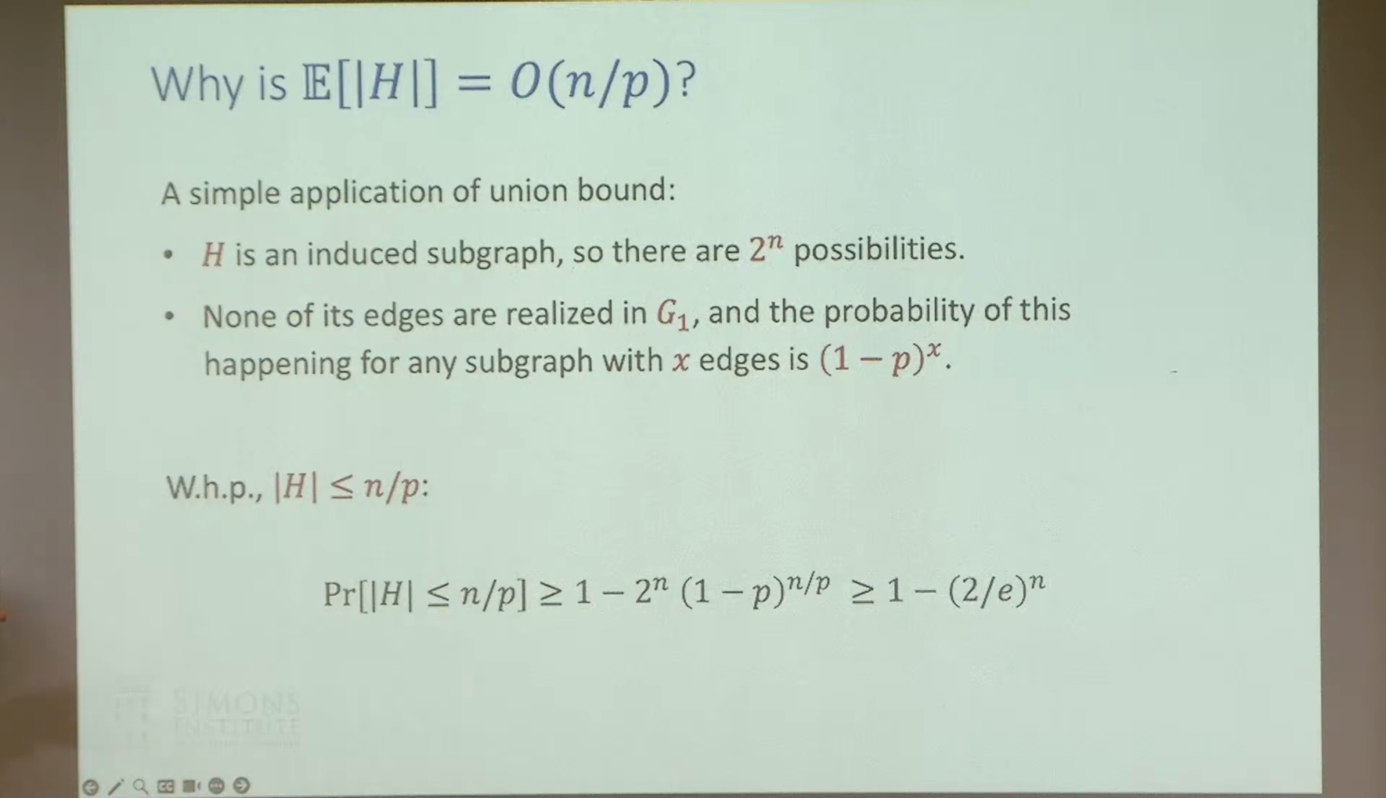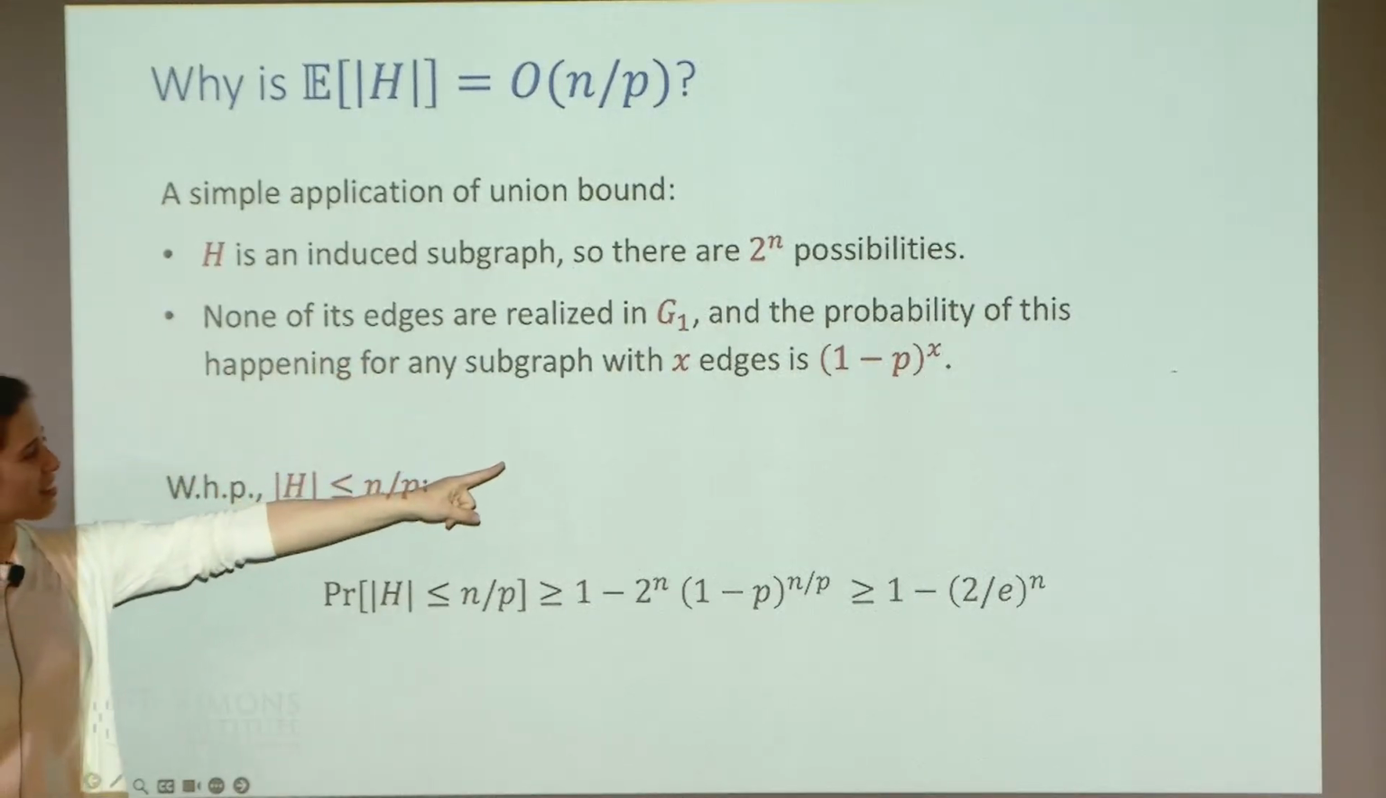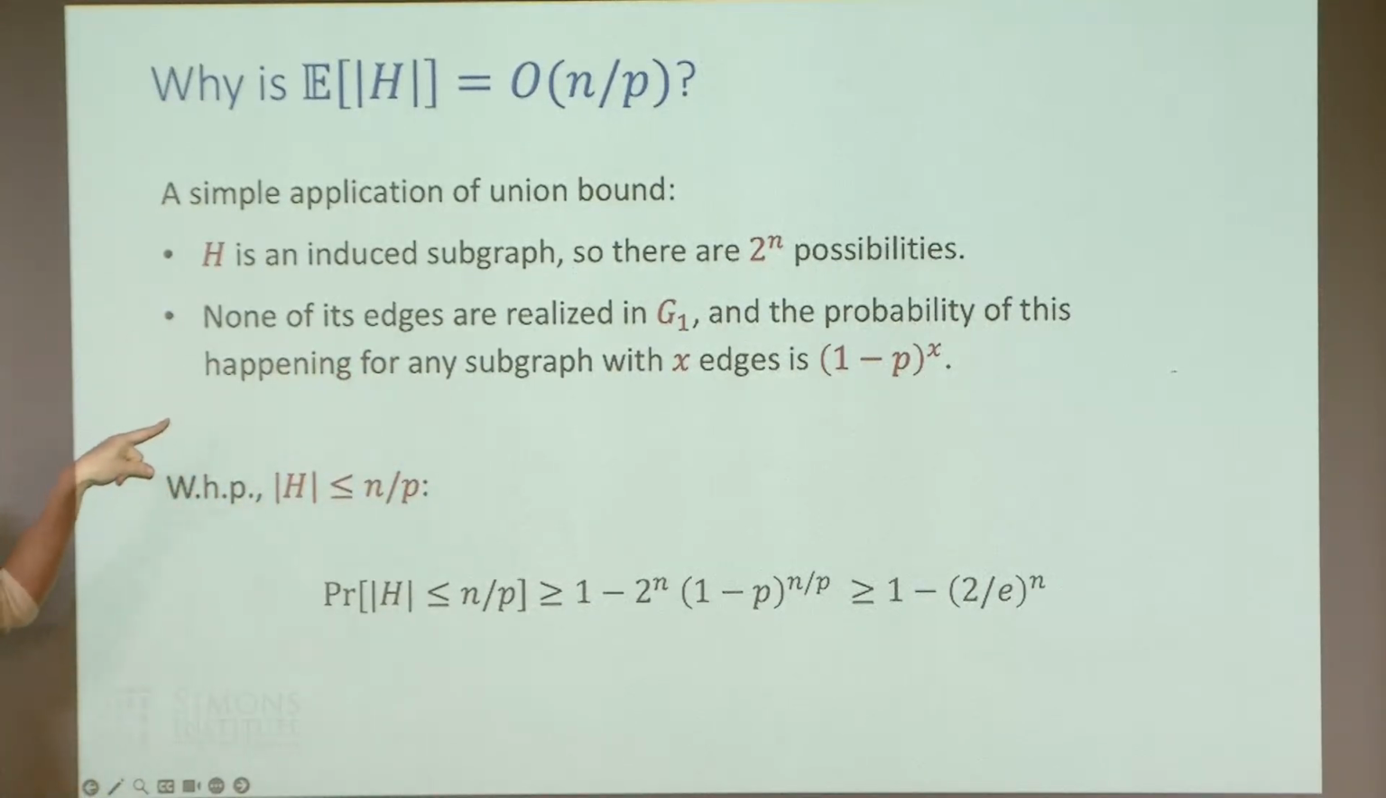The second fact about H is that none of its edges are realized in G1, right? What's the probability of that happening? If it has x edges, that's going to be, okay, here I'm assuming that the probabilities are all the same, so let's go with that. The probability of none of them being realized is (1 minus p) to the power of x. So we can see that with high probability, the number of edges that H has is smaller than n over p.